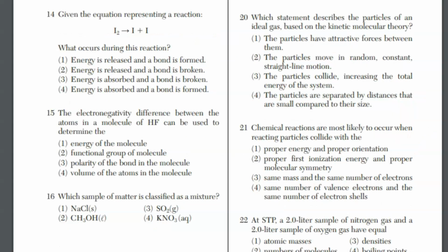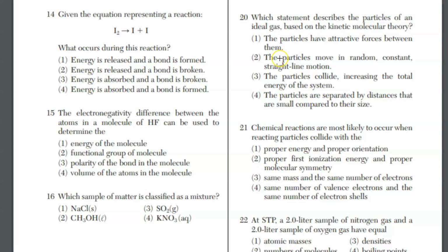Checking out question 20, which statement describes the particles of an ideal gas based on kinetic molecular theory? There is no such thing as an ideal gas. It is a gas that follows a model that humans have come up with. And in that model, we're saying that ideal gases do not take up any volume on their own, and they have no attractive forces between them, and a couple other things. So which statement describes the particles of an ideal gas?